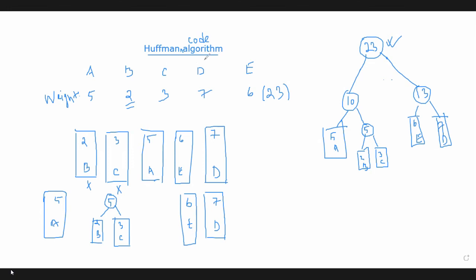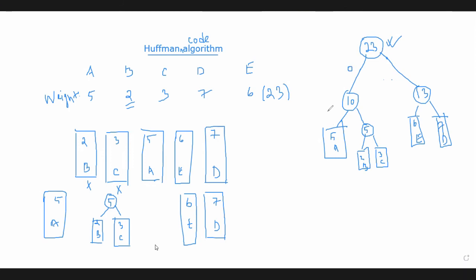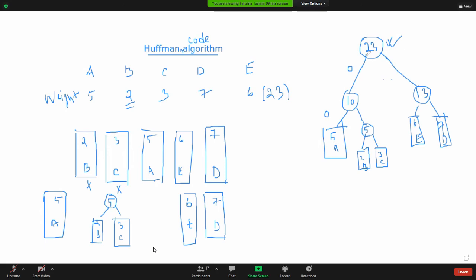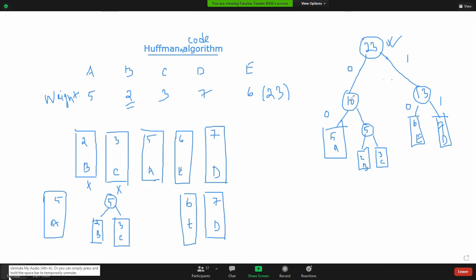The Huffman algorithm allows us to set a 0 on the left child. Suppose 10 is the left child of 23, add 0. This external node A is the left child of 10, add 0. Whenever you get a left child, just assign the value 0. And 13 is the right child of 23, so assign 1. And this D is the right child of 13, so assign 1. And if it is a left child, then assign the value 0. This 5 is the right child of 10, so its value will be 1.